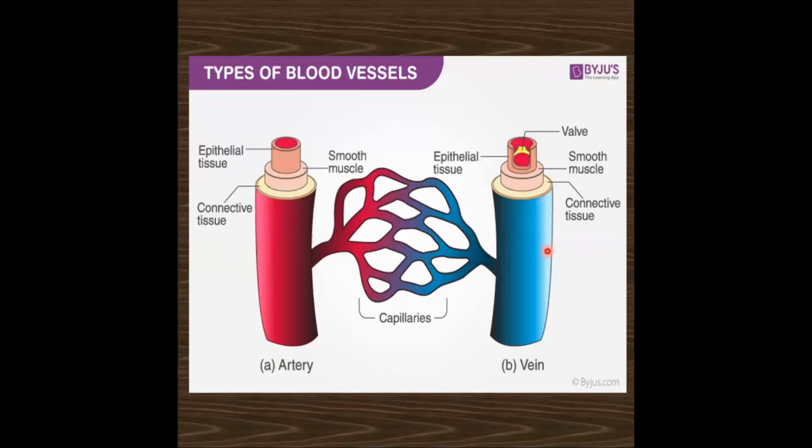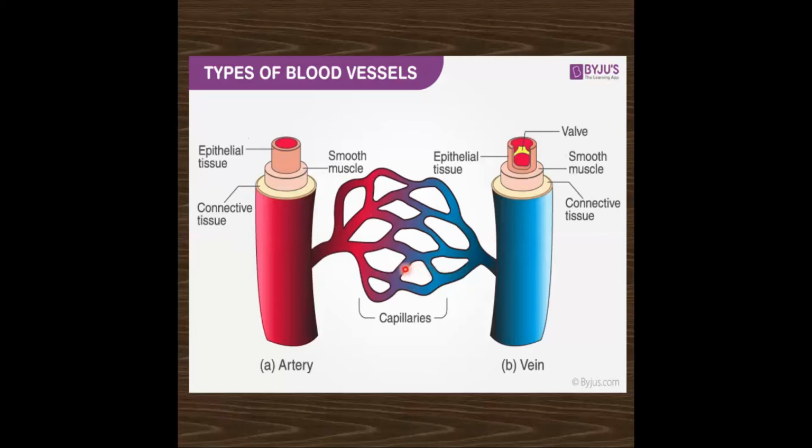An exception in both artery and vein is the umbilical and the pulmonary veins. The pulmonary vein carries oxygenated blood from the lungs to the heart, and the umbilical vein carries oxygenated blood from the placenta to the fetus. Similarly, there is an exception in the case of arteries, that is the pulmonary artery that carries deoxygenated blood from the heart towards the lungs.